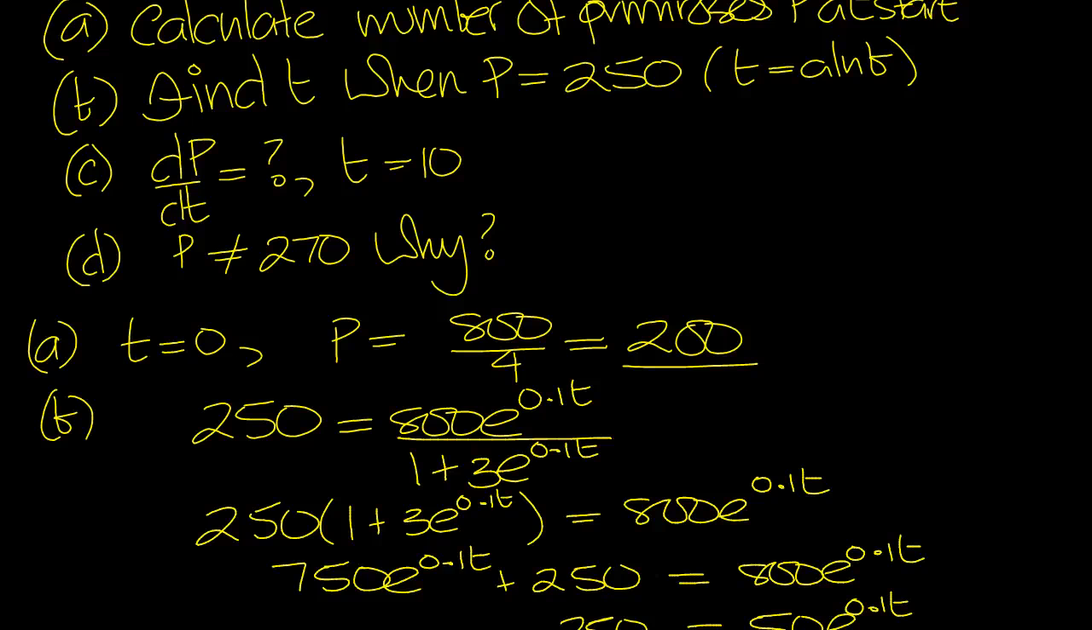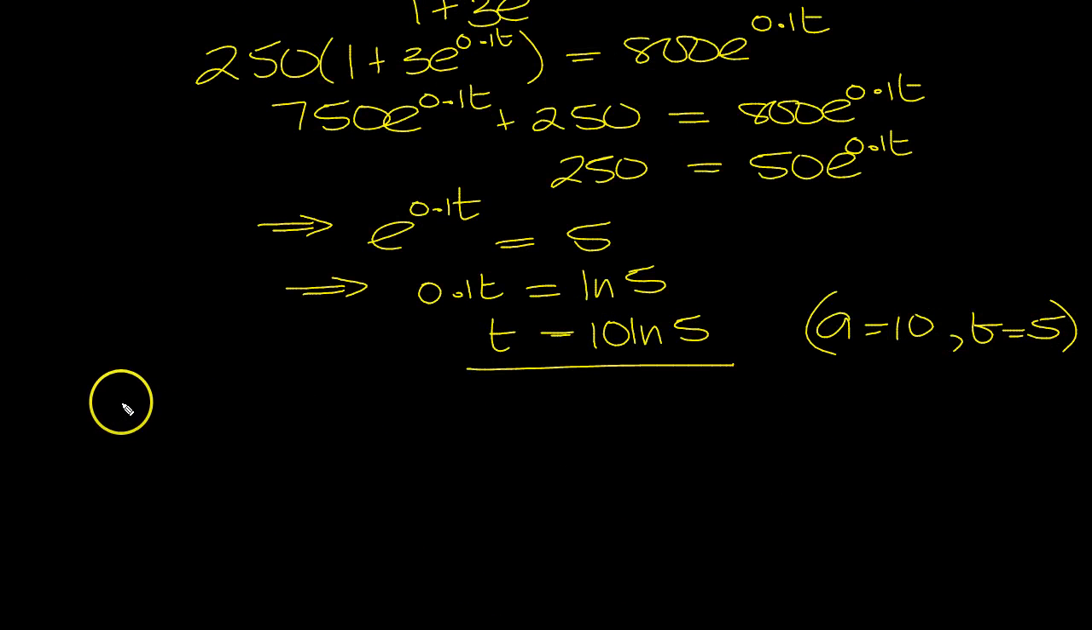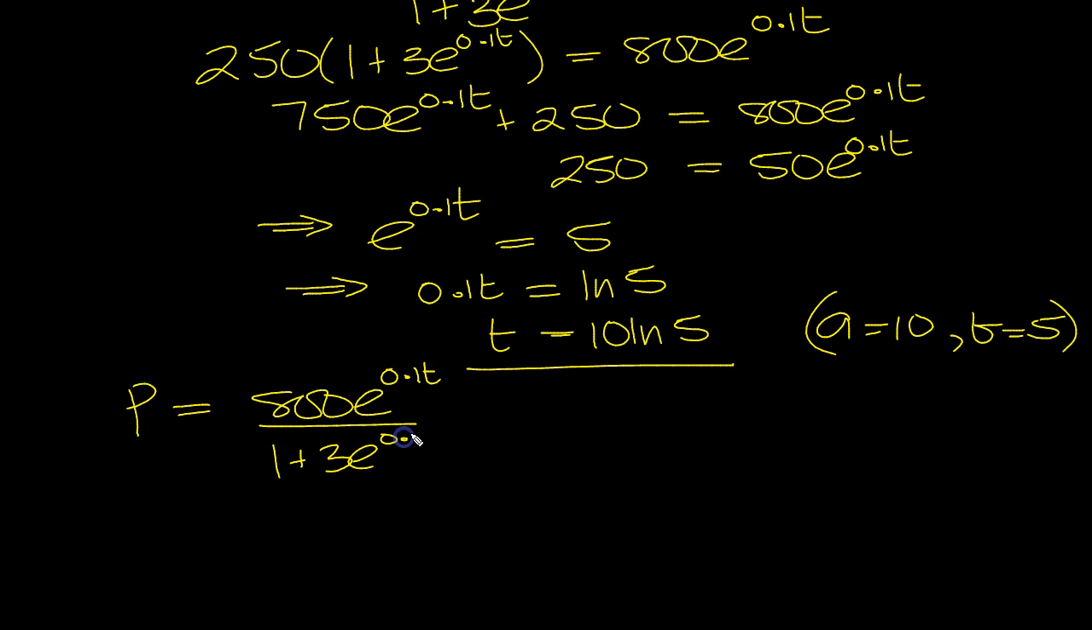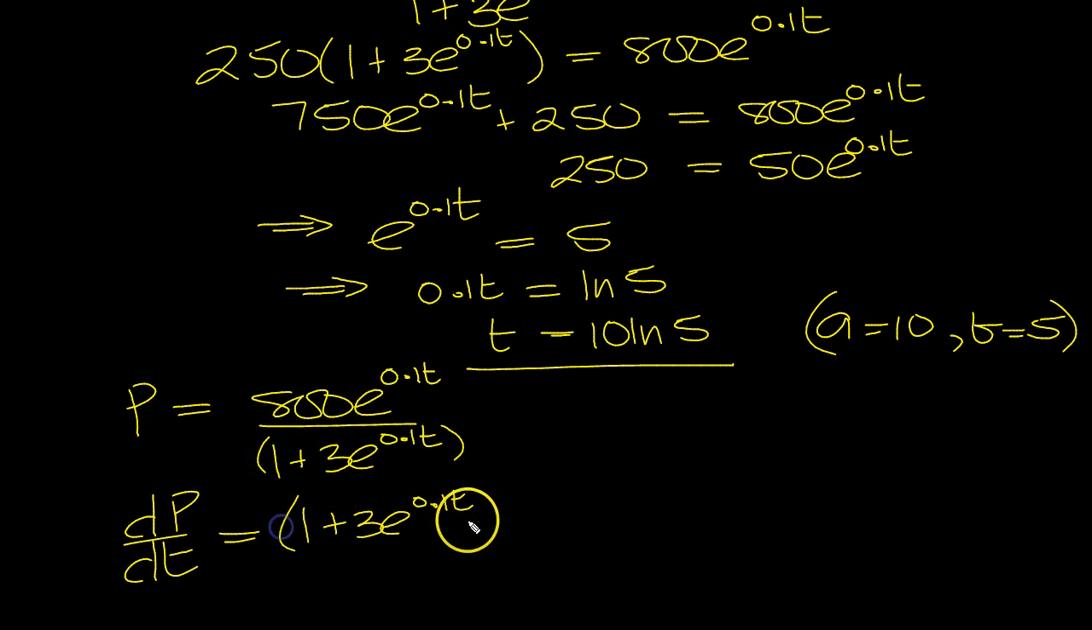Part C, dp dt when T is 10. Okay, so P is equal to 800 e to the 0.1 T over 1 plus 3 e to the 0.1 T. So dp dt then, let's differentiate as a quotient, use the quotient rule, V, more than one term, put a bracket. V times du dx, 800 lots of e to the something differentiates to e to the something, multiplied by the something differentiated.